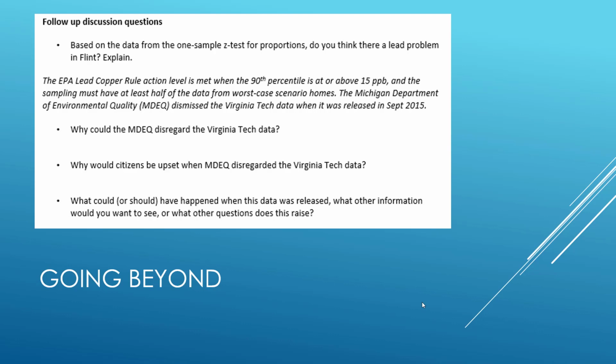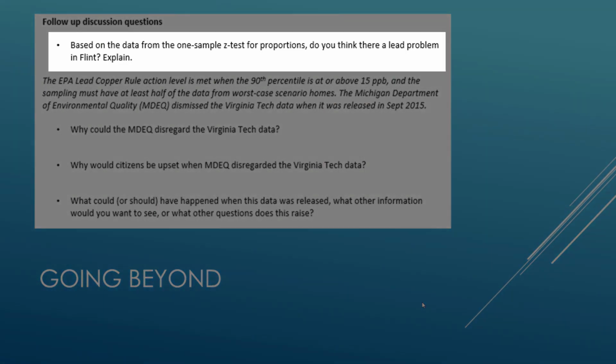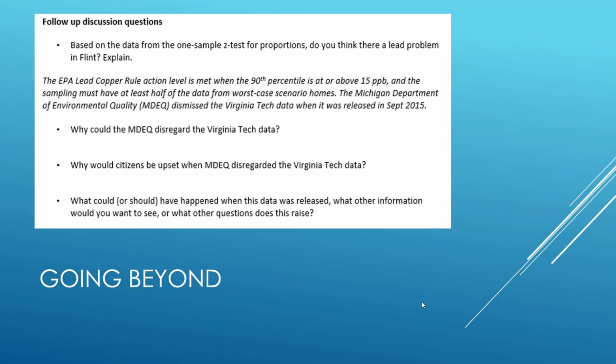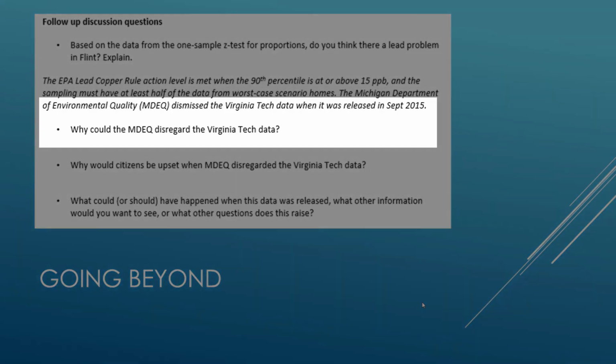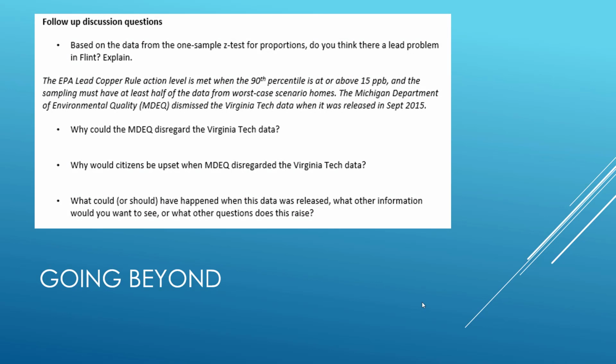But based on the data, do you think there's a lead problem? I think now students could respond that we've got strong evidence that there is a lead problem. But as you get deeper into it, there's a little bit more behind the scenes. The Michigan Department of Environmental Quality dismissed the Virginia Tech data. Well, why could they do that? And have that conversation with your students.